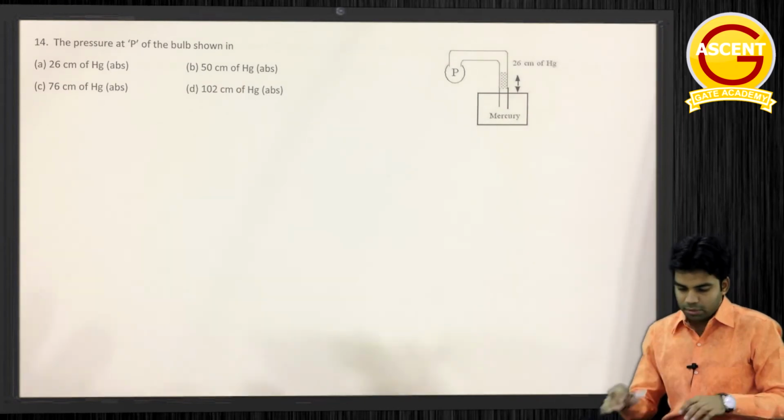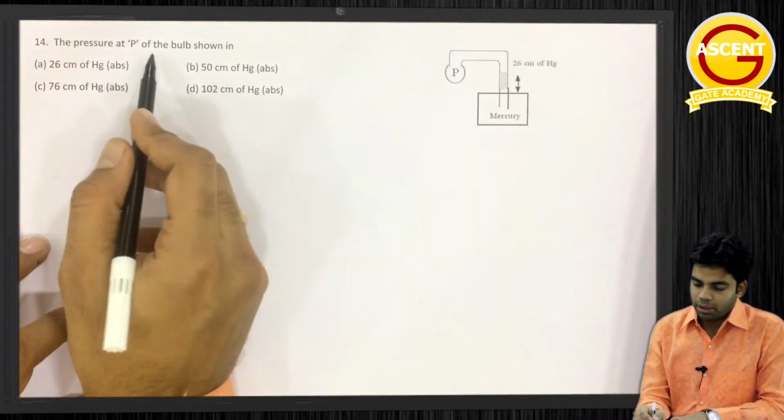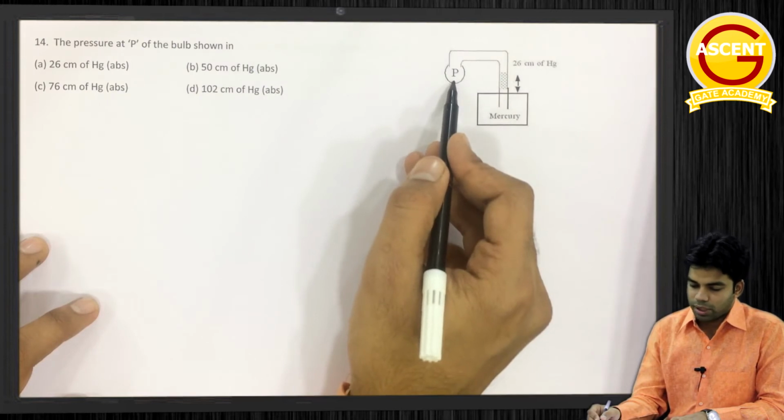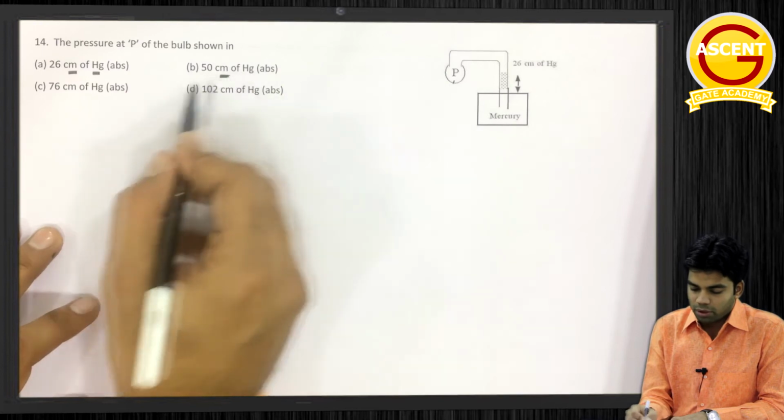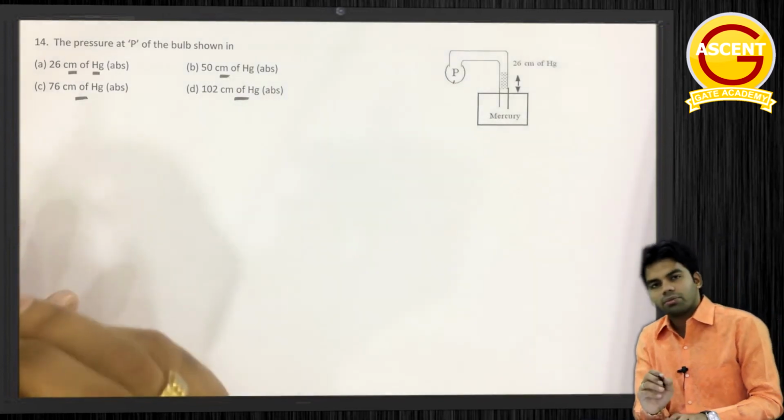Okay. Similar question. We have to determine the pressure at P of the bulb shown. So how can we determine this pressure? The answers given are in terms of centimeter of Hg only, so directly we can determine it in terms of centimeter of Hg.